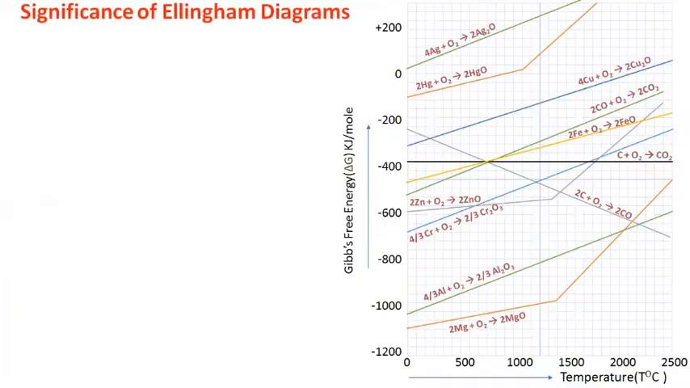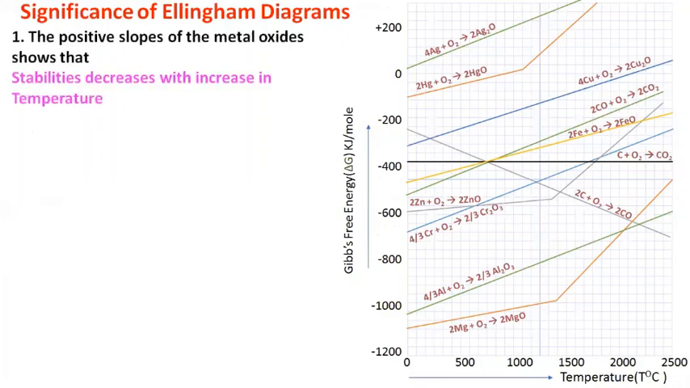Now let us see the significance of Ellingham diagrams. The positive slopes of metal oxides show that stability decreases with increase in temperature. So from the first point we are saying the same thing. As the temperature is increasing, delta G value is also increasing. As the delta G value increases, stability decreases. So this happens to all metal oxides.